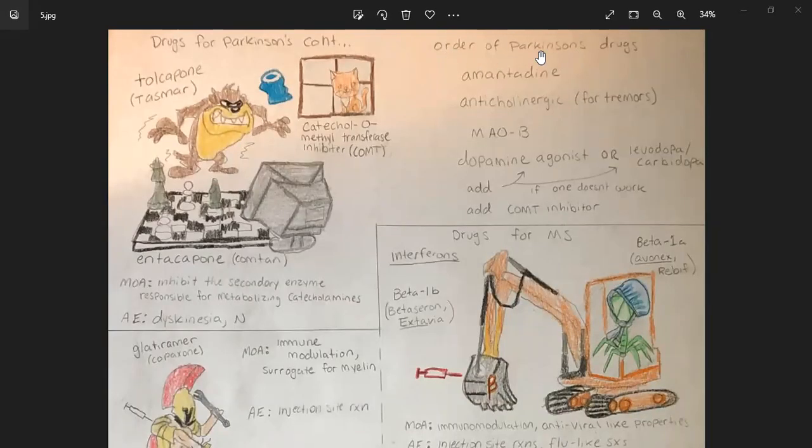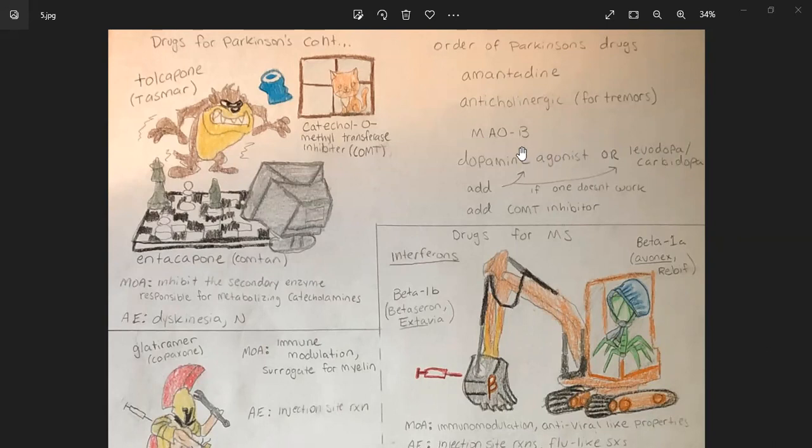Then I just wanted to mention the order of Parkinson's drugs. So if you have a patient who comes in with Parkinson's, this is kind of what you want to start with and then what you would end with. So you would start with amantadine. You would add an anticholinergic if they were having really bad tremors. If that didn't work, you would progress to your MAOIs. And then you could try a dopamine agonist or the levodopa carbidopa.